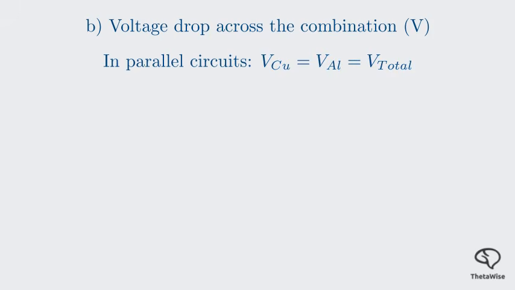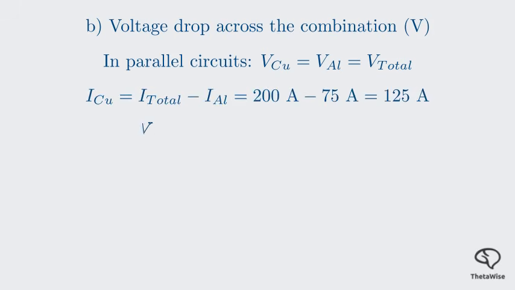We can calculate VCu using Ohm's law. V equals I times R. We know RCu is 0.436 ohms, but what is the current flowing through it, ICu? We know the total current is 200 amps, and the current through the aluminum is 75 amps. The current through the copper branch must be the difference. So ICu equals 200 minus 75, which is 125 amps.